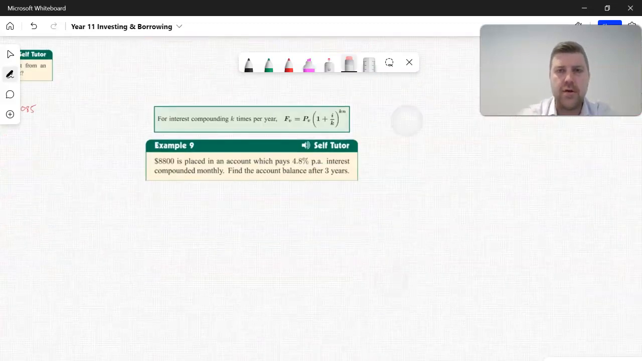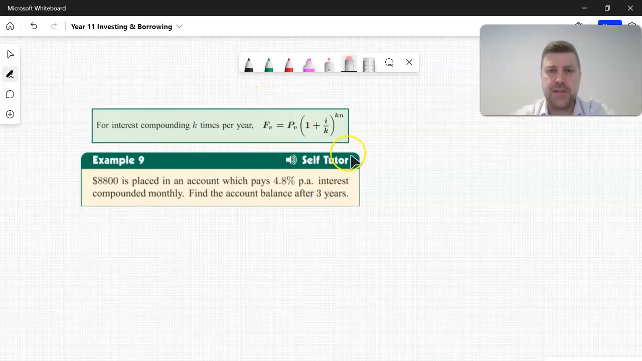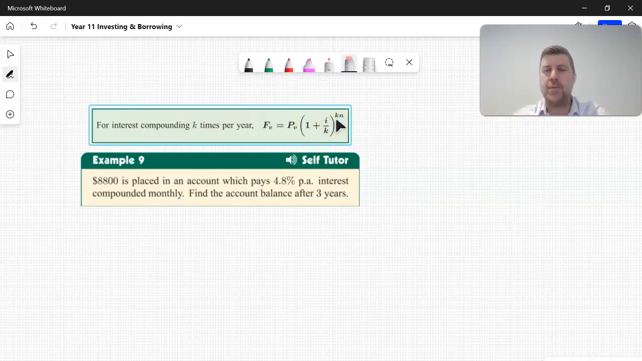The only difference though for today is I'm introducing this value of K. And K is basically the number of times that the interest is compounded per year. So for example, if it's compounded monthly, the value of K will be 12. If it's compounded quarterly, the value of K will be 4. If it's compounded half yearly, the value of K will be 2. In the previous video where it was compounded annually, the value of K was simply just 1, and we left it out. Anyway, let's get into this example and start today's video.